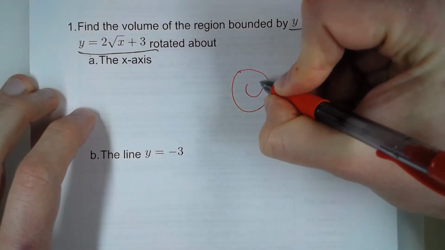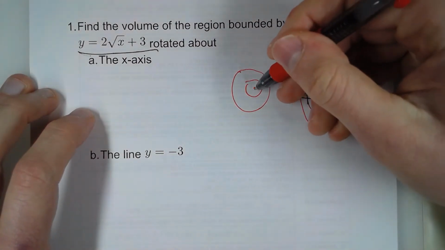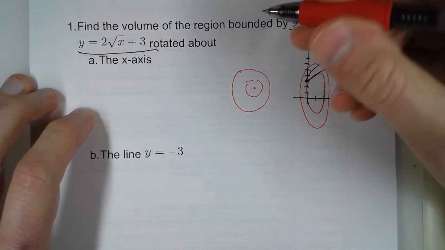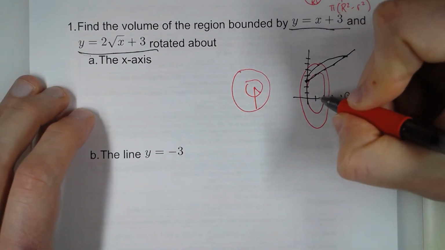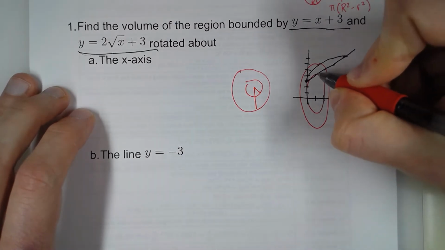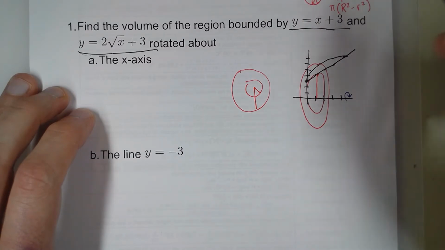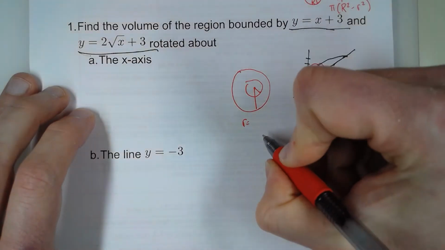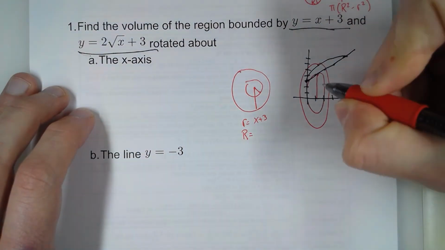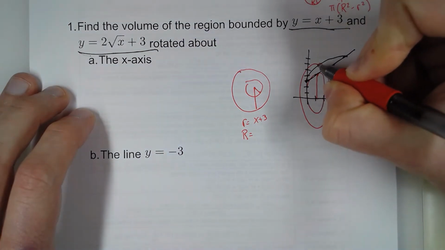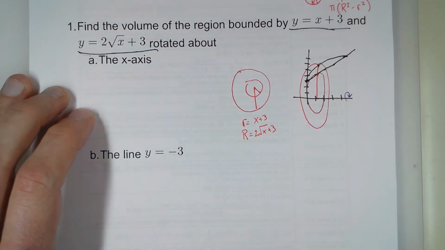So if I draw this, right here, there's the x-axis. So I need to figure out what's the distance to the inside and what's the distance to the outside. And so the distance to the inside is from the center to here. And so that's going to be this length. So little r is going to be x plus 3. And big R is going to be the distance from here out to the far edge, which is going to be 2 square root of x plus 3.